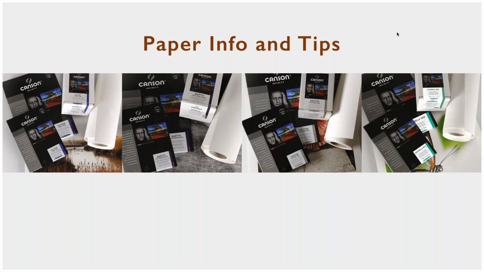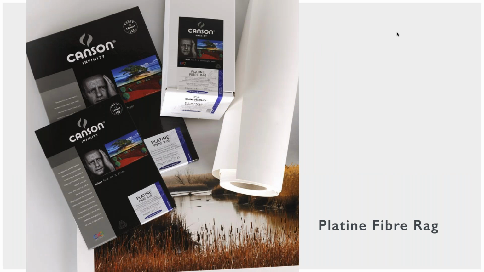So let's talk about some of Canson's specific papers, and I'll also offer some tips and my ideas about when to use these papers and what they're best at. Let's start with Platine Fiber Rag, which is one of Canson's most beautiful papers. It's a 100% cotton rag paper, but it has this beautiful fiber finish, high Dmax, great density. It holds shadow detail really well, and it's just got a very, very subtle texture that is almost unnoticeable, but definitely adds a beautiful finish to an image. It adds a certain dimension to the surface that is really nice.